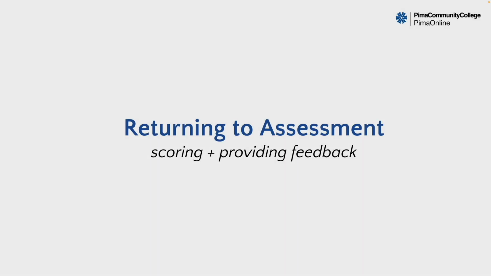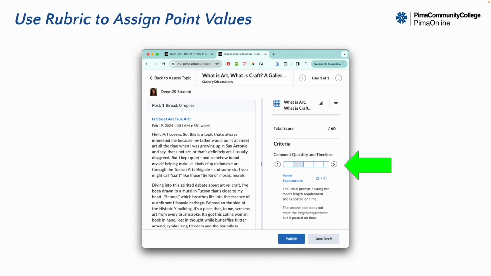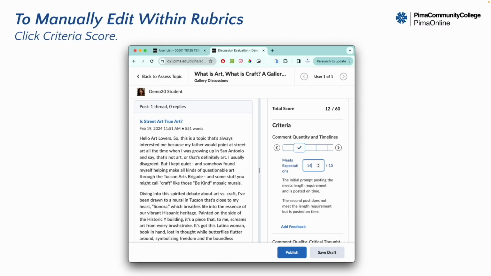Returning to assessments and scoring and providing feedback. When we're inside the space, we see a sort of a reduced view that tells us just one row at a time what we need to know, and we can put our scores in manually. So again, you'll see in this example, I've given a 12 out of 15 to assign point values. I can go in and say, you know what, I'm going to give a 14 on that instead of a 12 by manually clicking on the criteria score and just typing in my own score.